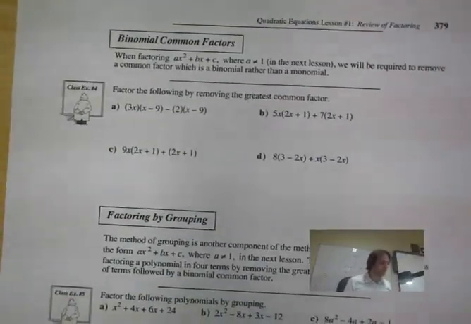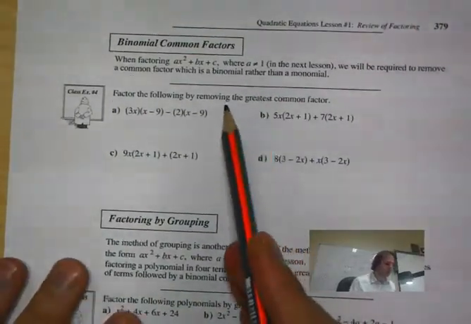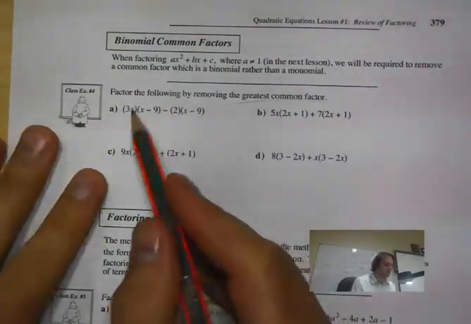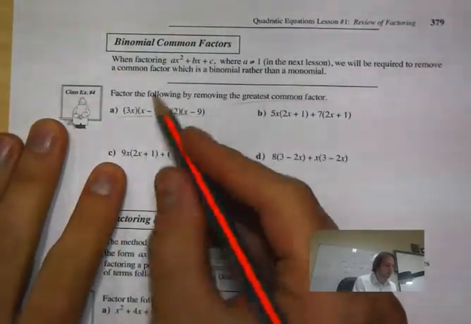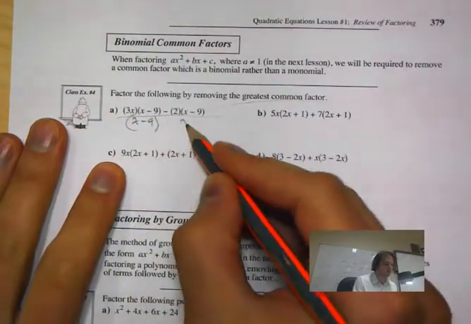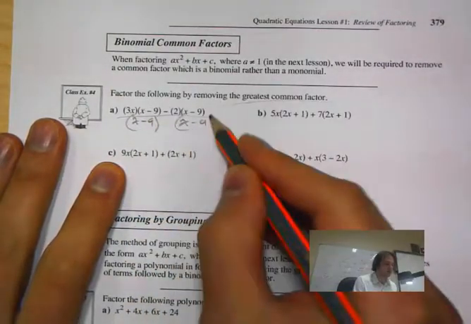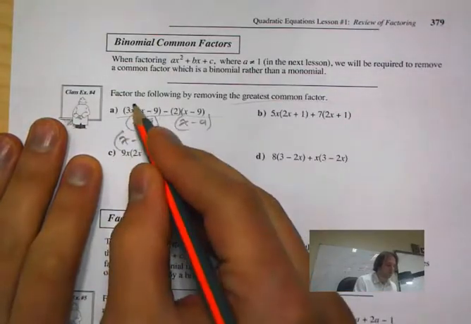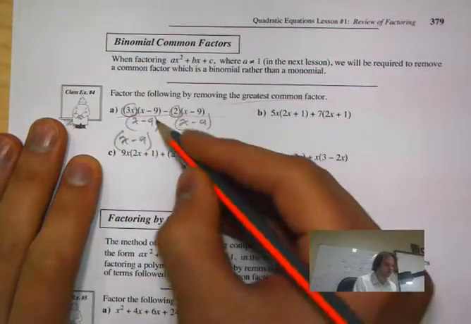Now, our last sets of examples here, hopefully we can get through this fast. This is factor the following by removing the greatest common factor. So we want to remove the greatest common factor from everything. I look at both of these here. I could remove from this an x subtract 9, and from this one here I could remove an x subtract 9. So what I'm left with is x subtract 9, and what are we left with inside? 3x minus 2.